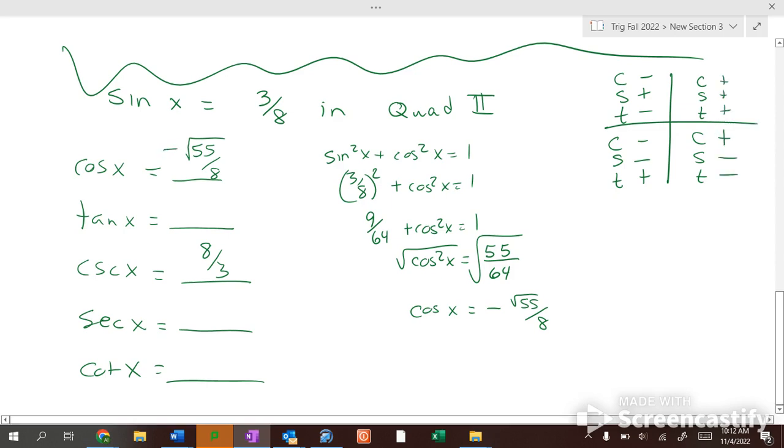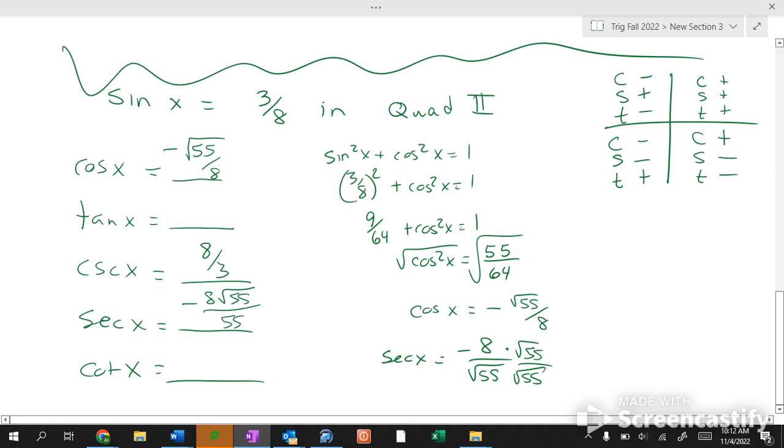Now, once I have cosine, what's super easy to find out from cosine? Secant. So the secant of x is negative 8 over the square root of 55. Can we leave square root of 55 on the bottom? No. So multiply top and bottom by square root of 55. So the secant is negative 8 square root of 55 over 55.